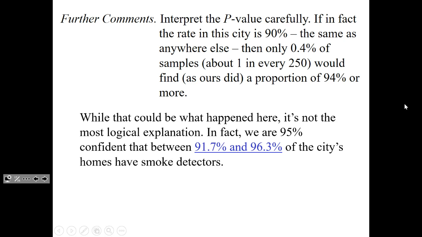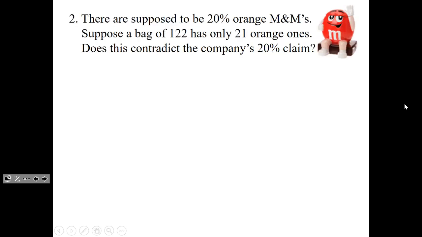Now, that could be happening, but it's not the most logical. In fact, constructing a 95% confidence interval for my sample, I'm 95% confident that between 91.7 and 96.3% of the city's homes have smoke detectors. Now, there's still a 5% chance it's not within those areas. Maybe it's a little less, maybe it's a little more, but I'm 95% confident it's between 91 to 96 or 92 to 96%. So let's try this again.